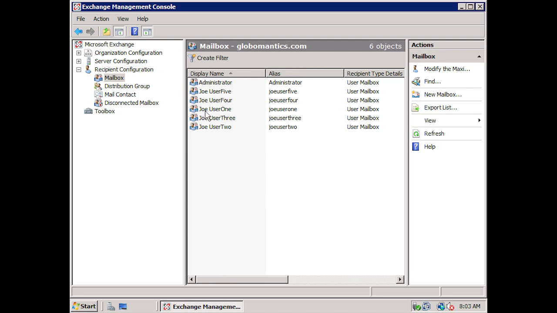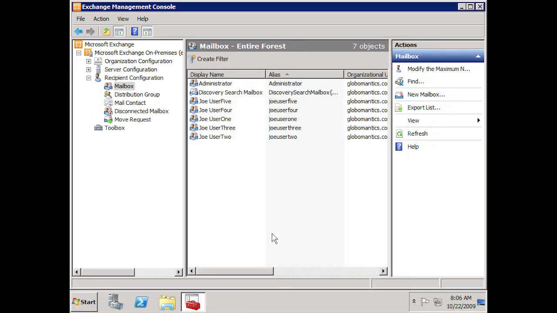So, for example, Joe User 1, that's the mailbox we're going to move at this point. Let's go over to the Exchange 2010 server, and let's follow the wizard from the Exchange Management Console to move this mailbox over. Okay, and here we are on our Exchange 2010 server, which is a member of the organization that the Exchange 2007 server really has control over at this point. So as we look here, you can see there's the orange square. That indicates that we're on the 2010 server. We're using the 2010 Exchange Management Console.